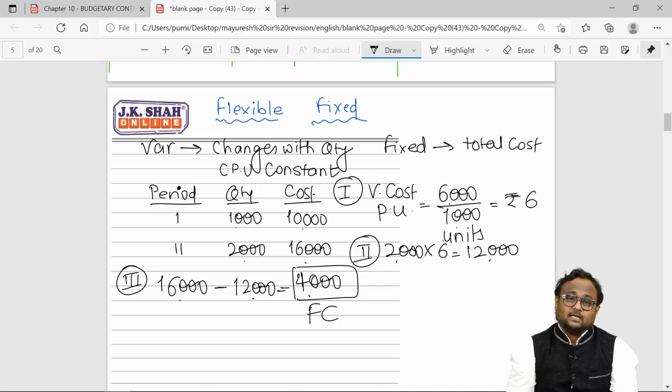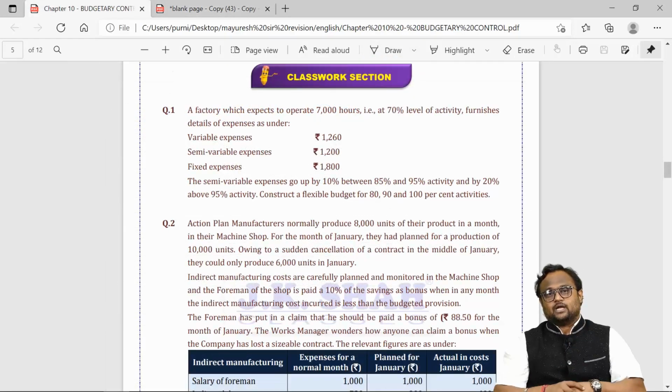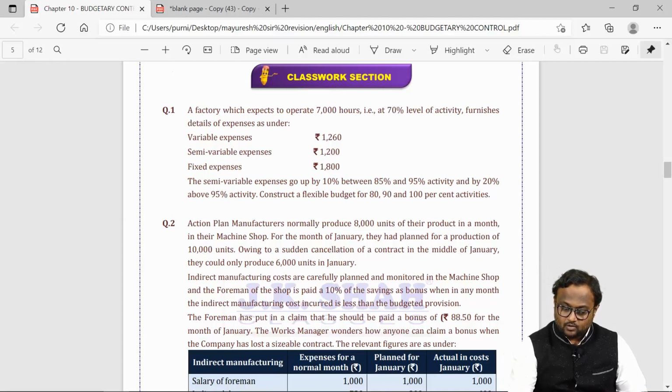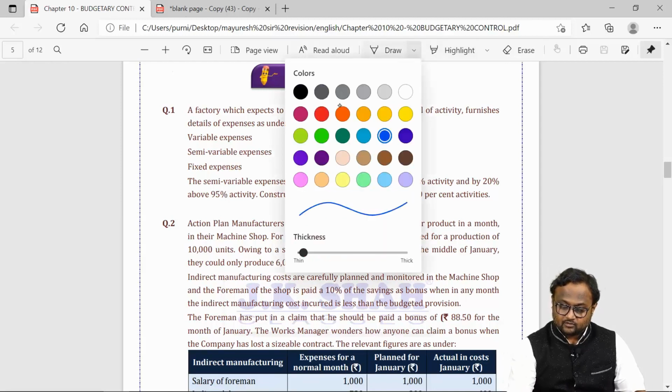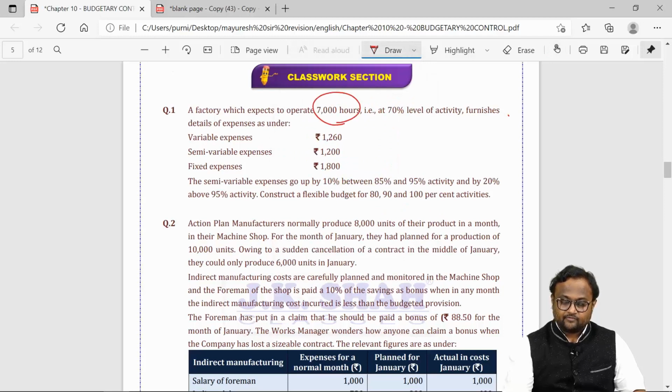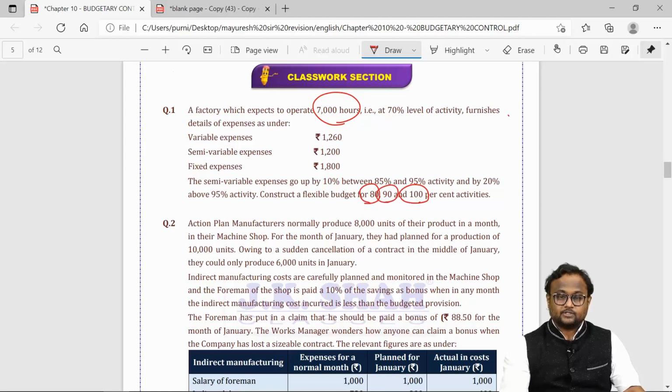Correct? Let's understand a few important points related to questions. If I talk about question number 1, guys, they gave us information about 7,000 hours and they asked us to prepare budget for 80%, 90% and 100% of activity. That means by giving data for 7,000 hours, they actually asked us to prepare budget for 8,000 hours, 9,000 hours, 10,000 hours.